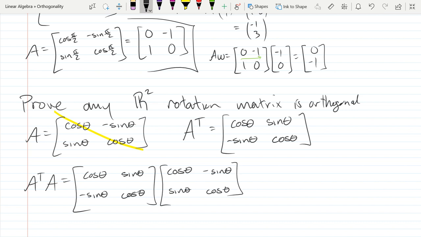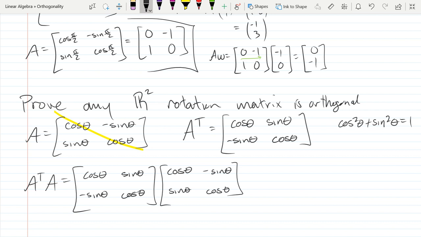All right, so multiply all these out. And it looks like you're going to have some cosine squared and sine squareds. What identity will be useful from trigonometry class? Cos squared plus sine squared equals 1. So that will be handy here.